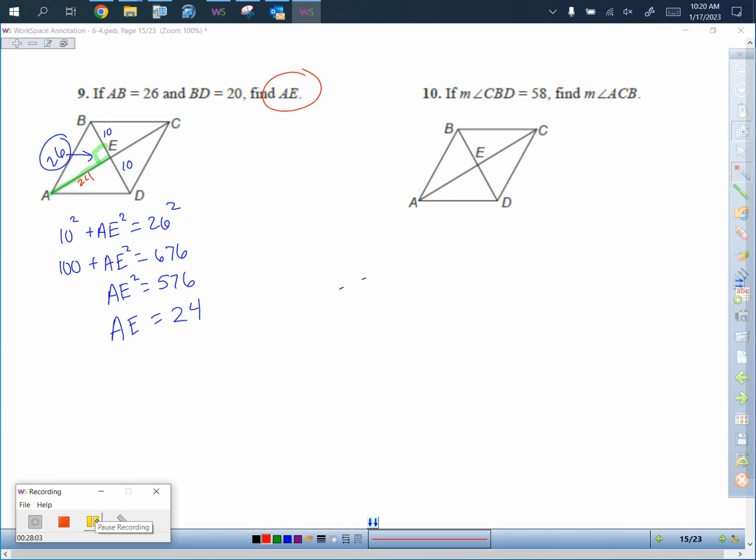Talk to me about the smallest guy, 10. How does he relate to the number 5? 10 is twice as big. How about 24? How does that relate to the number 12? Twice as big. How about 26? Is that twice as big as the 13? You have to be really good. But 10, 24, 26 is a 5, 12, 13 times 2.